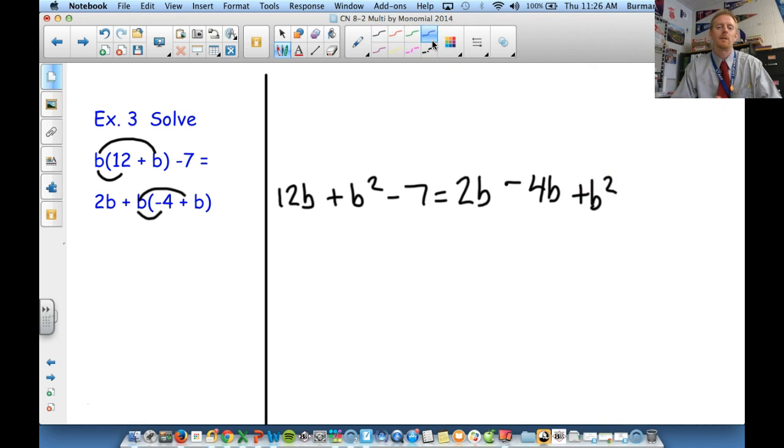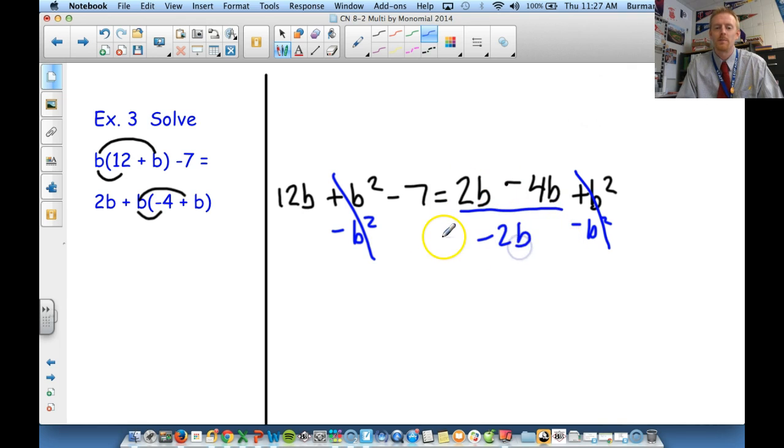Now this is just like we did back in chapter 3 and 4, where we're trying to combine like terms and get all of our b's onto one side. So I'm going to make the left side be where I want to put all of my b's. So we're going to subtract a b squared, minus a b squared. Those cancel and those cancel. Well, that was nice. And I have a 2b and a negative 4b, so I'm going to say a total of a negative 2b over here.